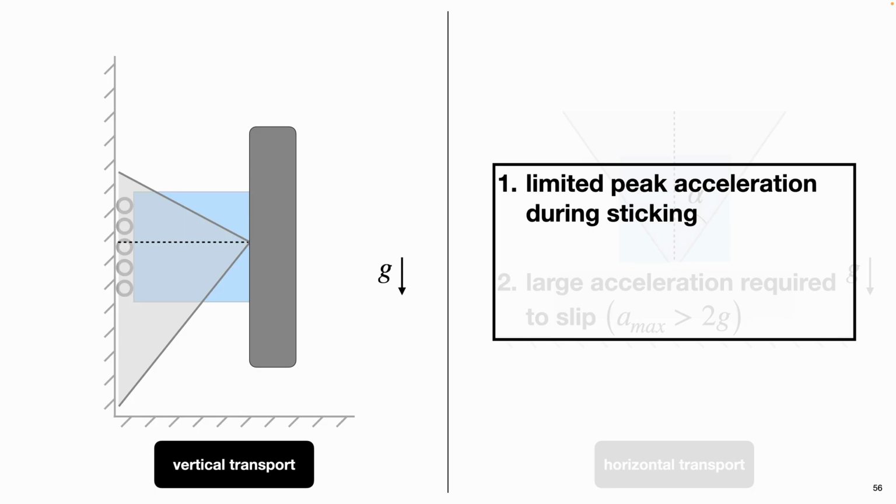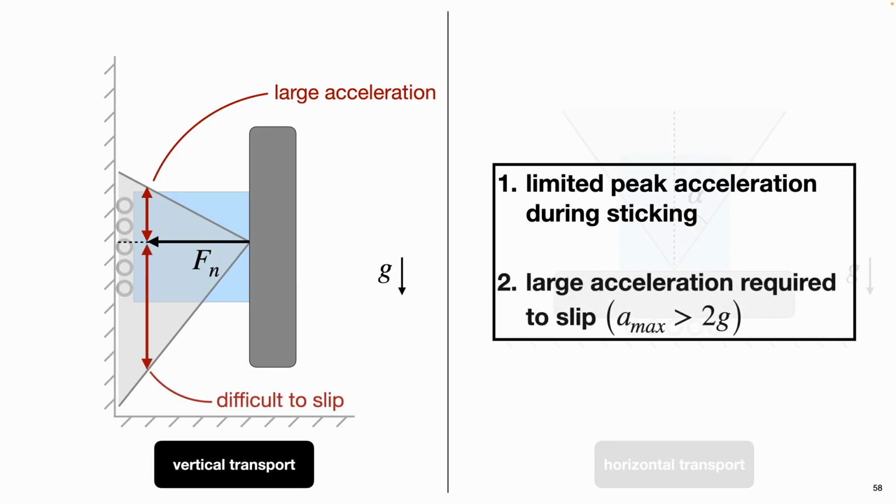Let's look at how the normal force affects this peak acceleration we can achieve during sticking. So let's say we apply some normal force Fn, and let's assume that this normal force is slightly above what's required to statically hold the part. This means that we can only apply a small acceleration before we would exit the friction cone and transition from sticking to slipping. To avoid this, we can instead apply a much larger normal force, many times that statically required, and this would allow us to achieve a much larger acceleration. However, this also means if we assume a constant normal force, that it's much more difficult to exit the friction cone and transition from sticking to slipping.